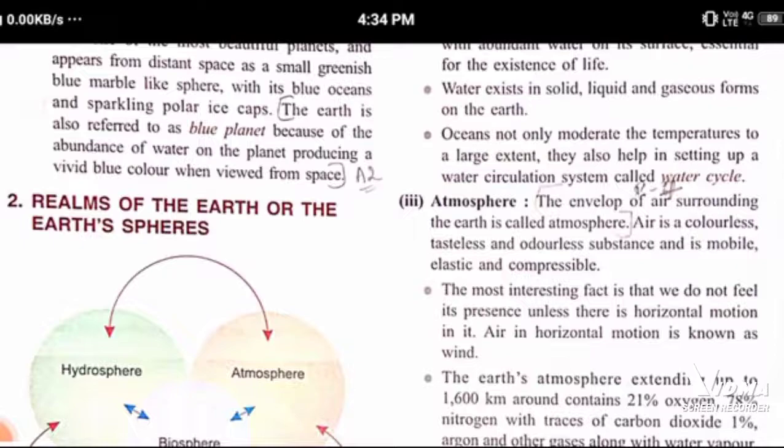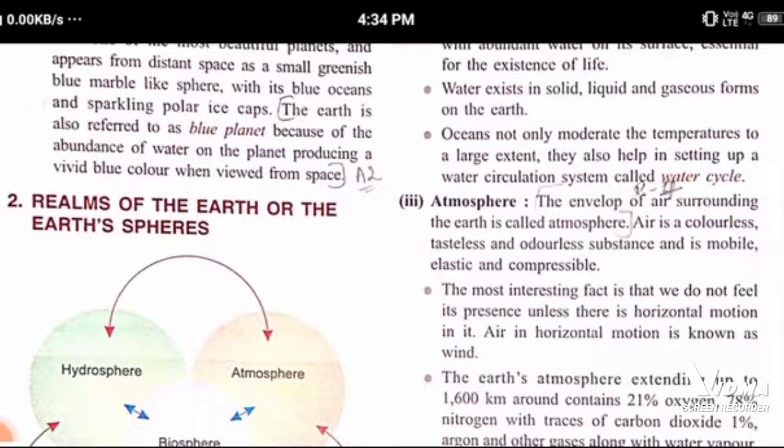Now comes the atmosphere. The envelope of air surrounding the Earth is called the atmosphere. Atmospheric air is a colorless, tasteless, and odorless substance, and it is mobile, elastic, and compressible.